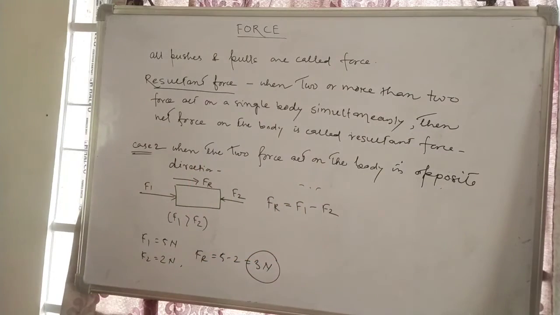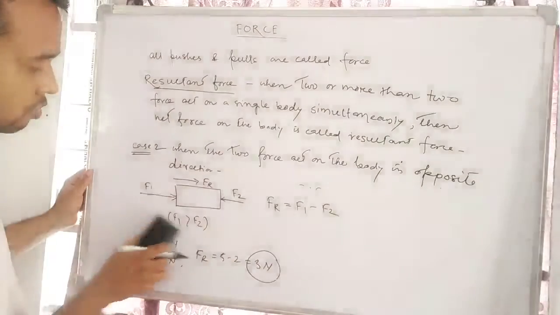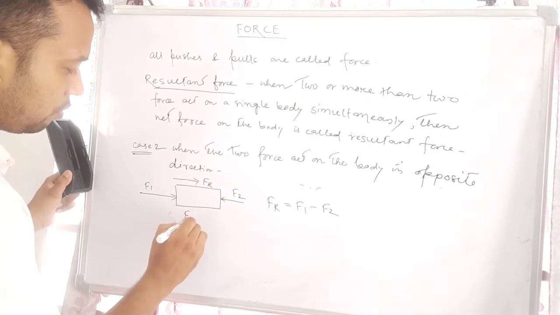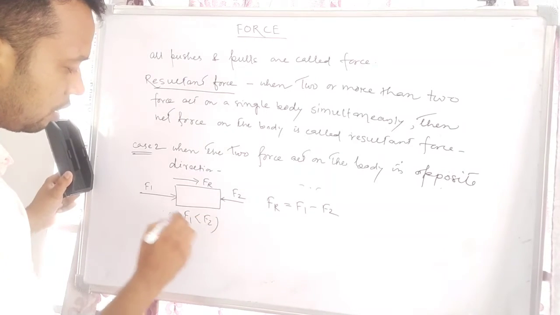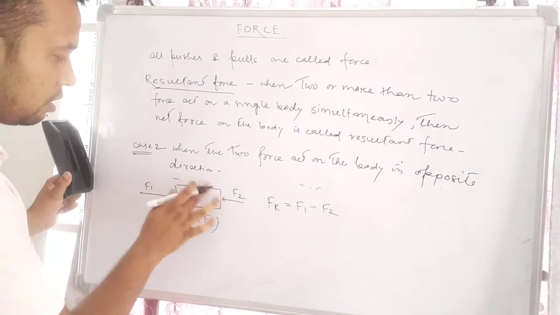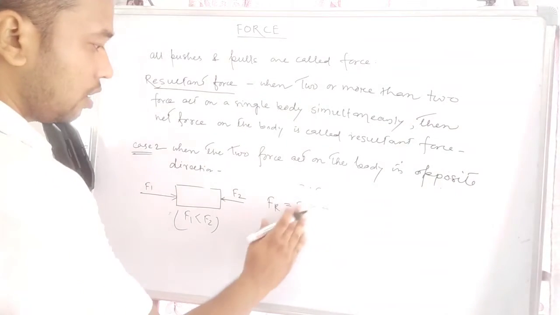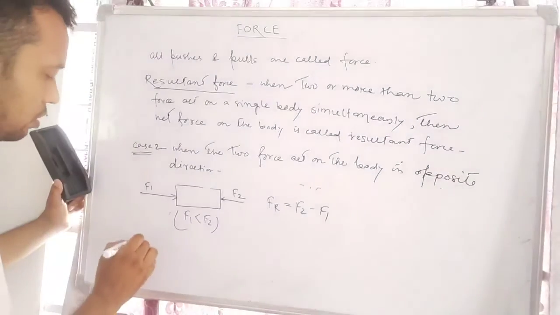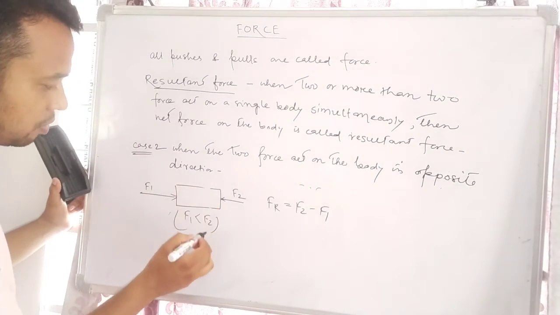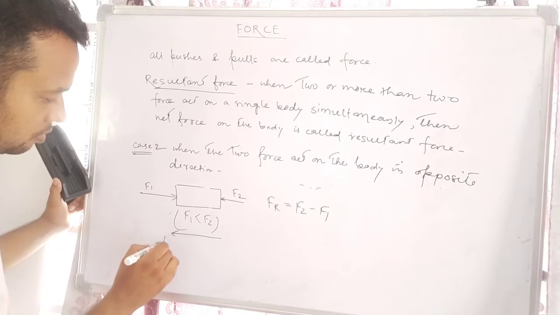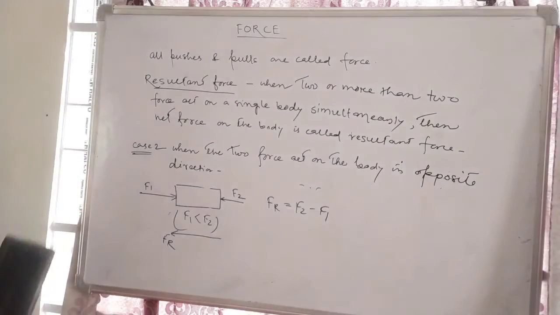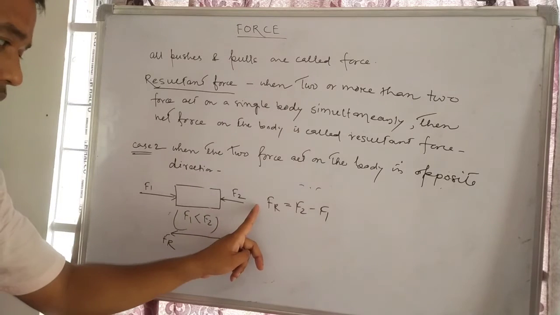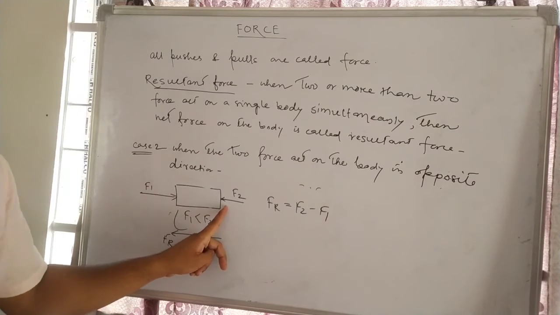Okay. Now again, if we consider that F1 is less than F2, here F1 is greater. Okay. Then our resultant force will be equals to F2 minus F1. Then the direction of the resultant force will be this way. Okay. So the object will move along this way if from this side we apply the larger force.